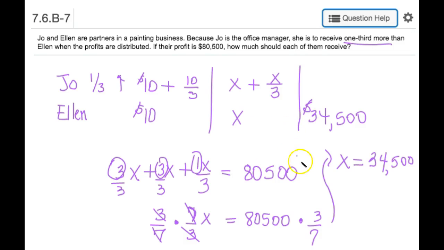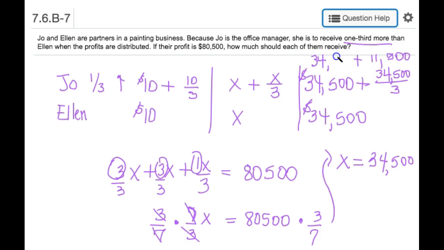And then Joe is going to get 34,500 plus 34,500 divided by 3. If you take 34,500 divided by 3, that's $11,500. If you add that to $34,500, that would be Joe's grand total. So find that sum, that's Joe's profit, and Ellen's profit is $34,500.